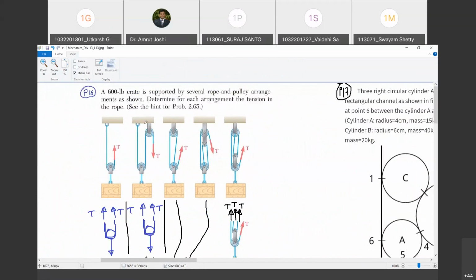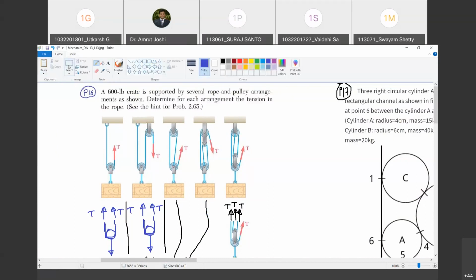A 600-pound crate is supported by several rope and pulley arrangements as shown. Determine for each arrangement the tension in the rope. Now, forget about this hint and all, as this is the unsolved problem. Hints and everything is given. Leave that. Now, what is being asked? The weight of this crate is 600 pounds, and it is supported by several rope and pulley arrangements as shown.